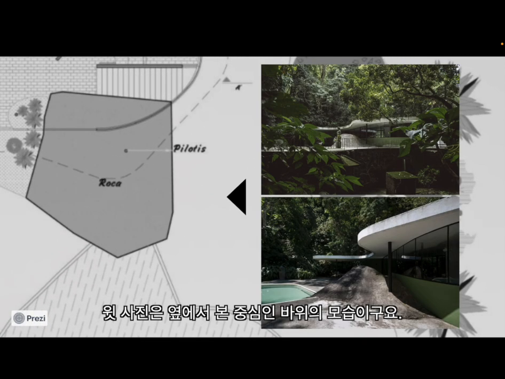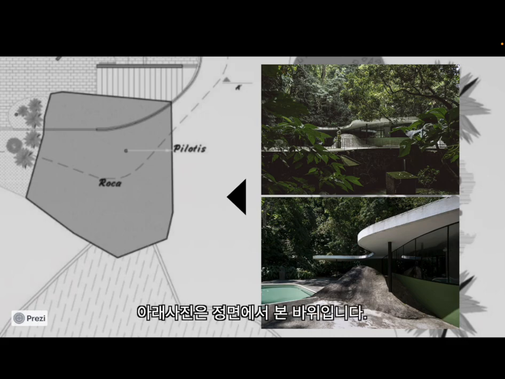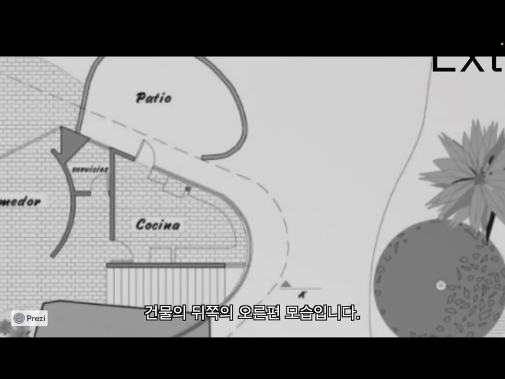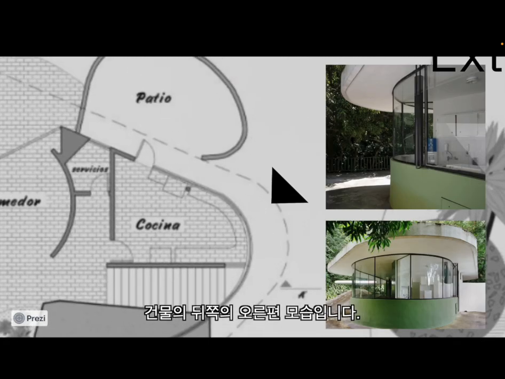The picture above shows the log, the center of the log seen from the side. The picture below shows the log seen from the front. This is a view on the right side of the building. This side is where the kitchen is located.